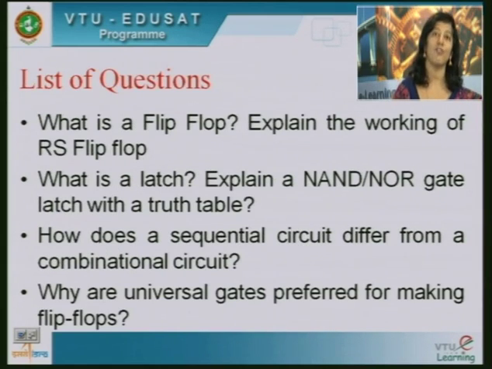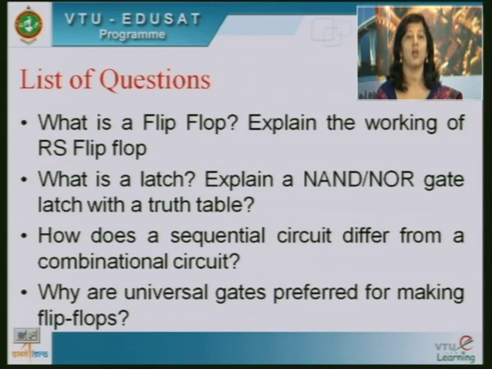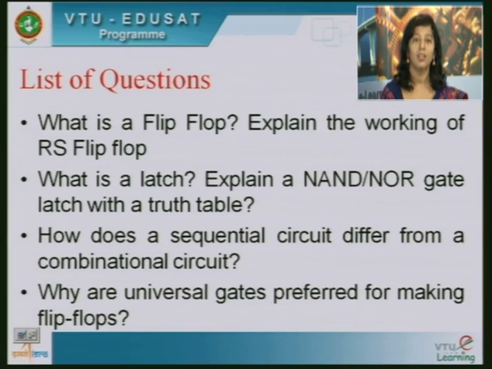You can have a set of questions in this topic as shown, like what is a flip flop, explain its working, what is a latch, explain either a NAND or NOR latch using a truth table, and with the help of a truth table you analyze and show. How does a sequential circuit differ from combinational, and so on. Why are universal gates normally preferred in flip flops. So, these are the general kind of questions.